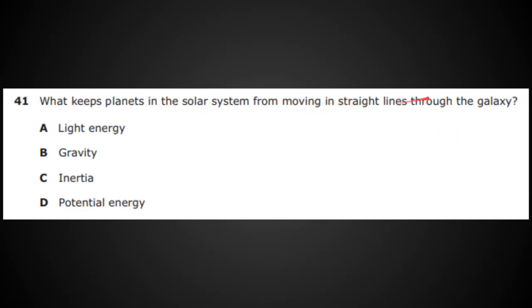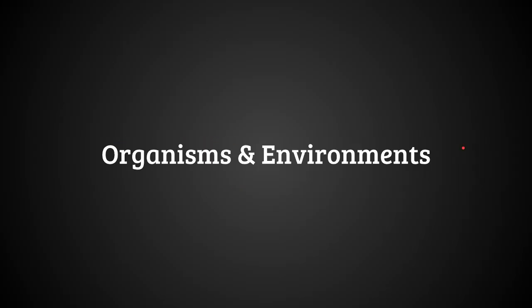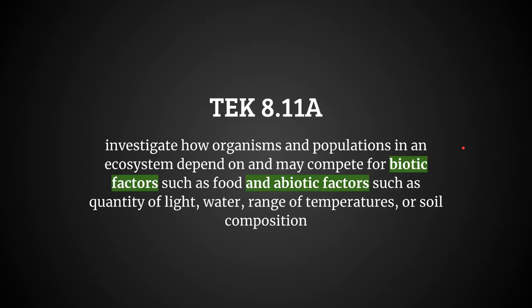So what keeps us from moving in straight lines? Gravity. Makes it elliptical. Elliptical meaning like oval-ish. I don't know, wouldn't it be circular if it was perfect, but it's not perfect.